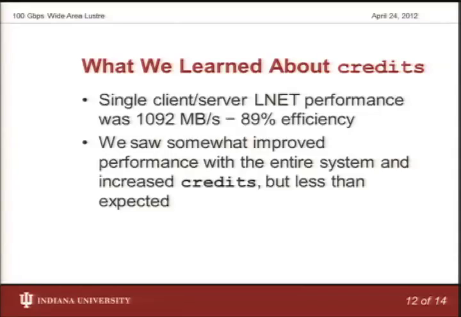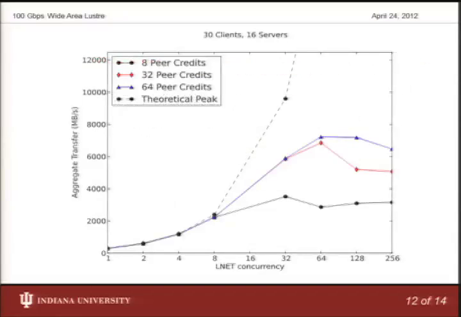So for the single client and server, we were able to get 1092 megabytes a second throughput, which is almost 90% efficiency. When we looked at the whole system, we saw that changing the credits and peer credits in conjunction with the RPCs in flight did improve things, but not to this level. This gap here is the difference between what we expected and what we got. And so it wasn't quite to the level that we had hoped. We were still able to get LNet numbers for the whole system at 9,000 or so megabytes per second.